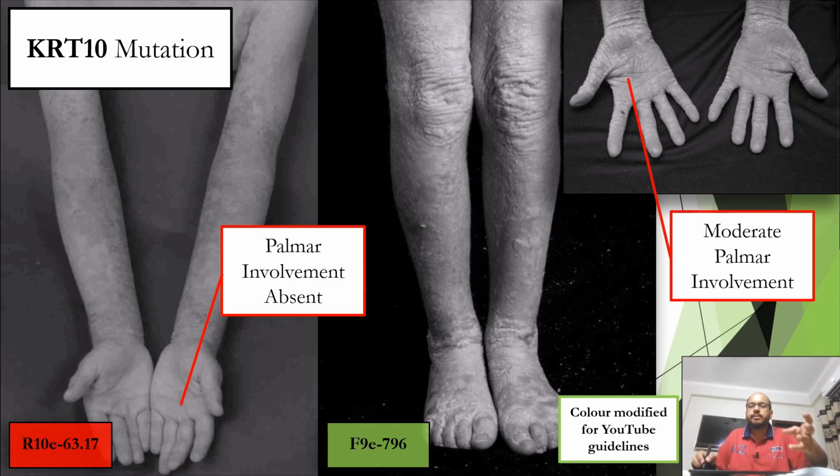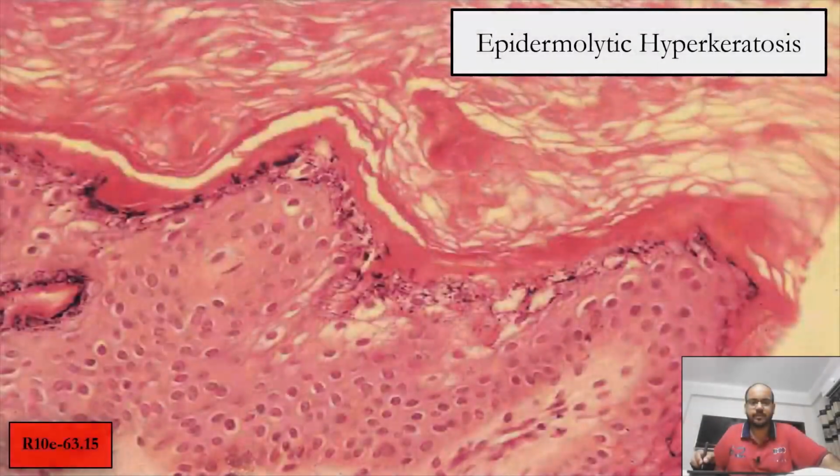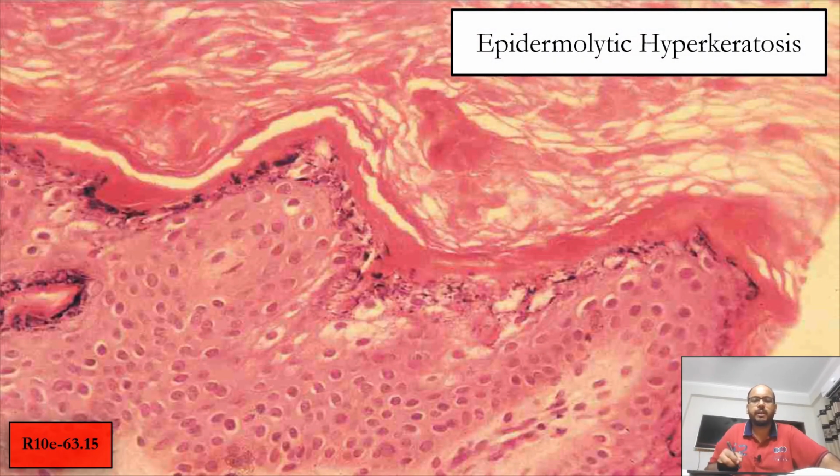Now this is keratin 10 mutation. And you can see that the palmoplantar involvement is either mild or absent. The palms are somewhat okay. There can be palmoplantar involvement, but that's a rare finding in keratin 10 mutation. The palms and soles are somewhat spared. But you have this kind of thickening over the flexural areas with background erythema. Clear? Let's move forward.